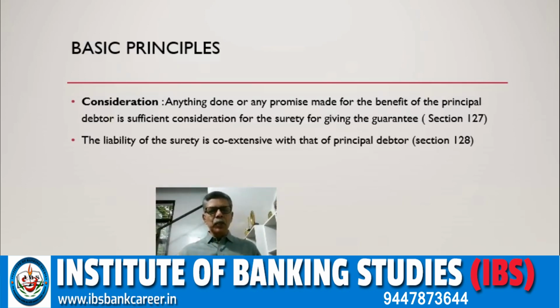Now, the liability of the surety is co-extensive with that of principal debtor. It's stated in section 128. So, what is the meaning of that? Co-extensive means the liability of the debtor and the guarantor, they are equal. It's not that the debtor is first liable and if he defaults, the guarantor comes in. No. Once the guarantee is given, the liability of both the debtor and the guarantor are on the same footing. They have the same validity. That's why it's called co-extensive.